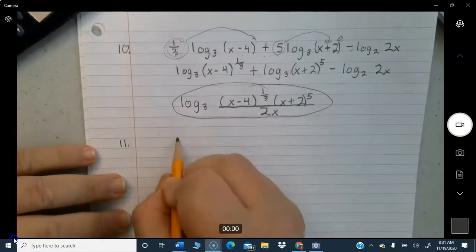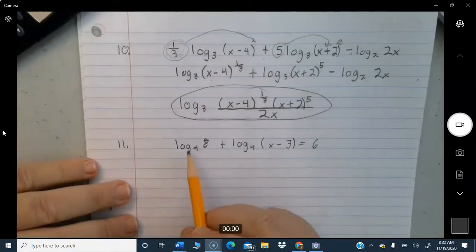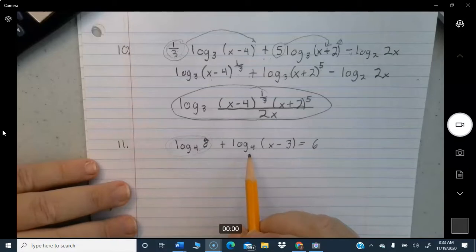Okay, so for this one we have log base 4 of 8. So you can get a specific number. There's no variable there, so you can do that with the change of base on your calculator. Okay, and then this one, well, let's see what we do.